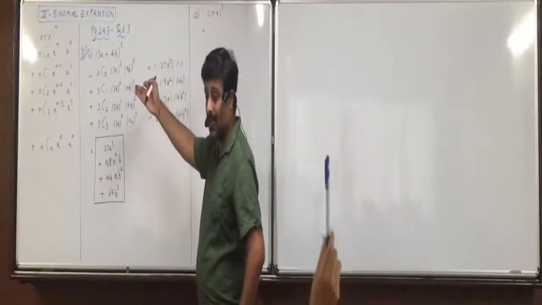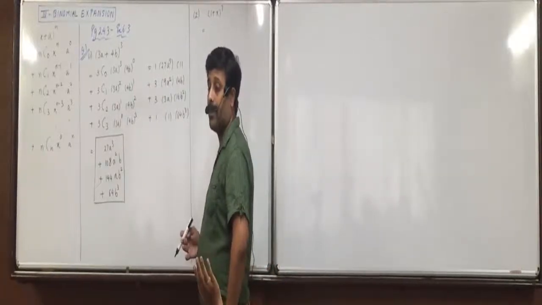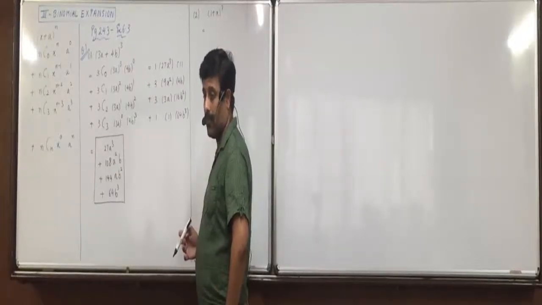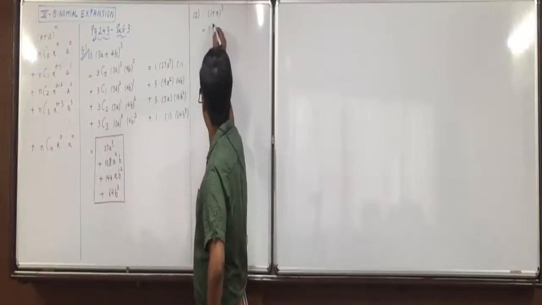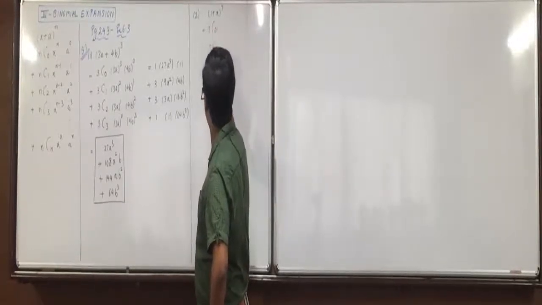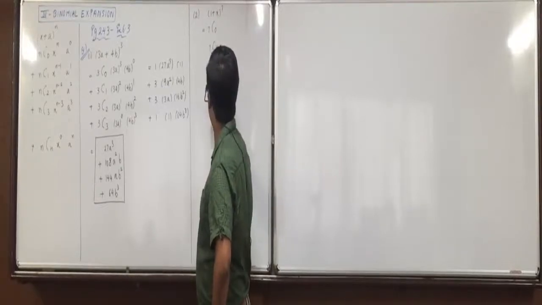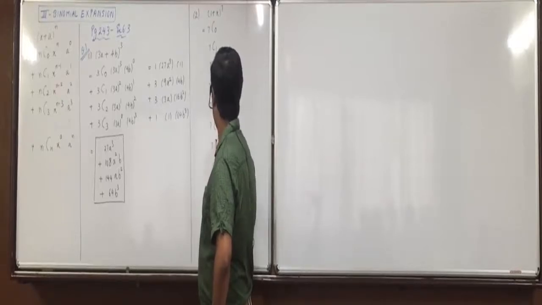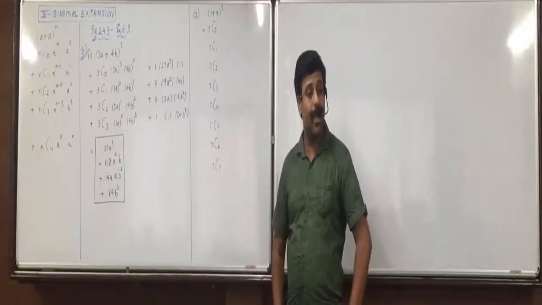Did you understand the first question or not? Then, all of you write down 7C0, 7C1, 7C2, 7C3, 7C4, 7C5, 7C6 and 7C7. Any doubt in this? Are all clear with it?